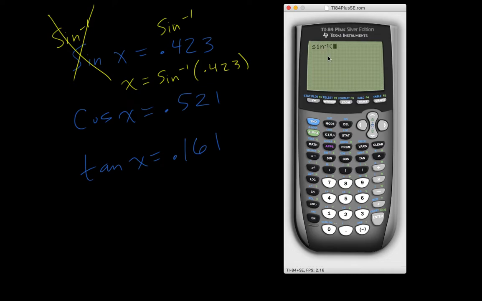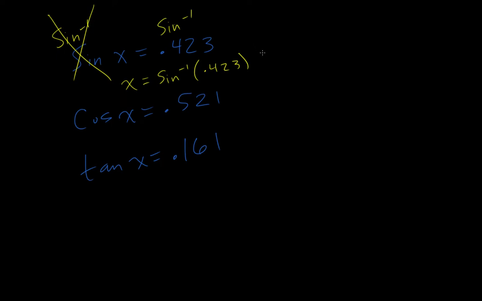Notice that there's a little exponent of -1 right there, 0.423, and we get 25.0 degrees. So that's 25 degrees is the angle of the triangle that we're finding.